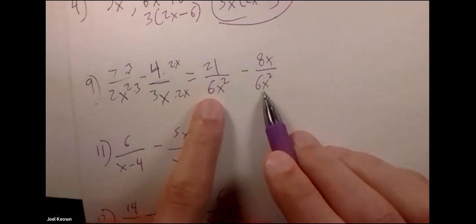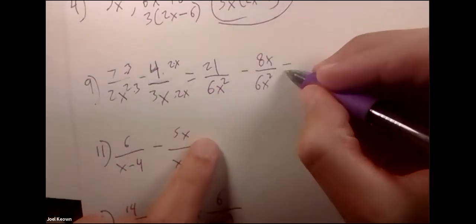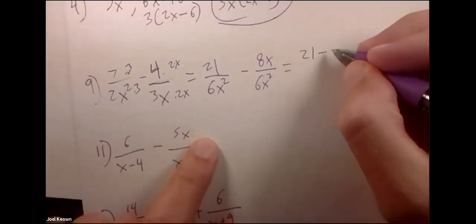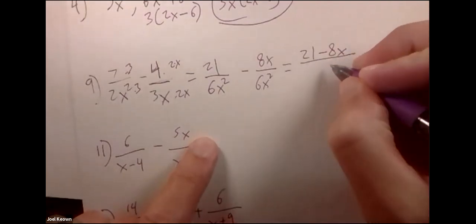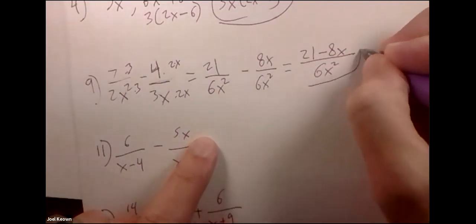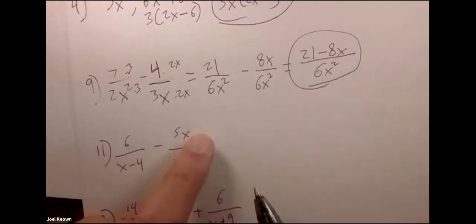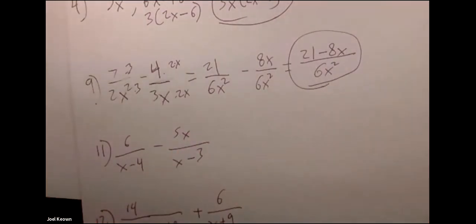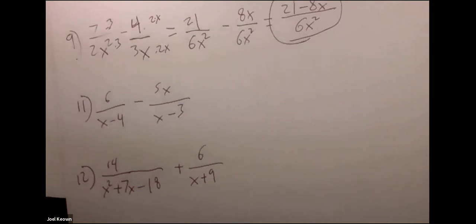Now, common denominator, I can subtract. 21 minus 8x over 6x squared. I couldn't combine those two terms because one had an x and one didn't. So I'm just going to leave it like that. All right, number 11.